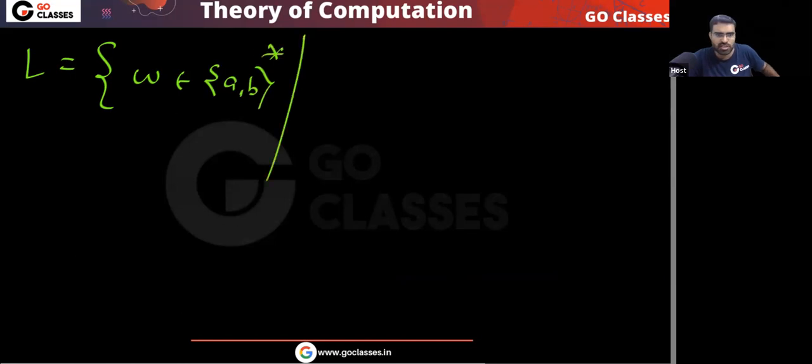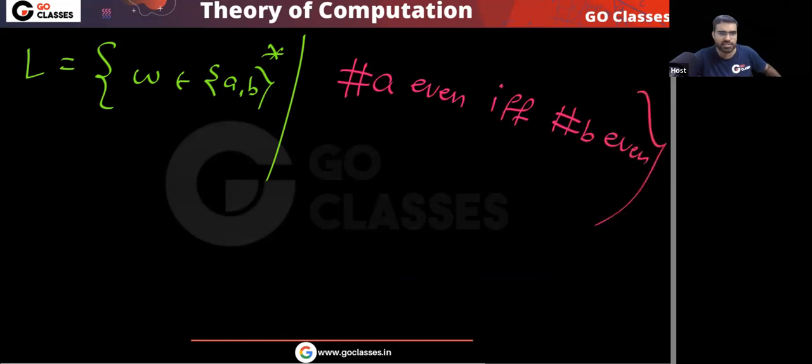This language is given to you. In this you have strings over the alphabet A, B. So you have those strings where the number of A's is even if and only if the number of B's is even. This is the language that is given to you.